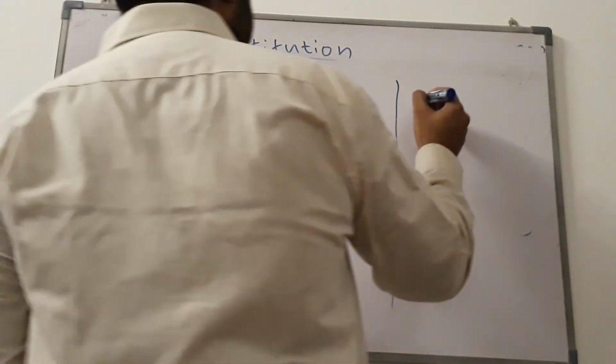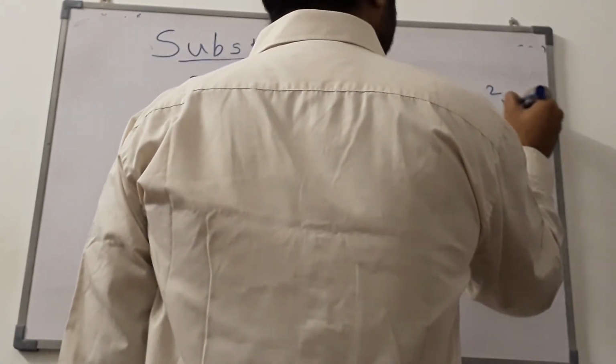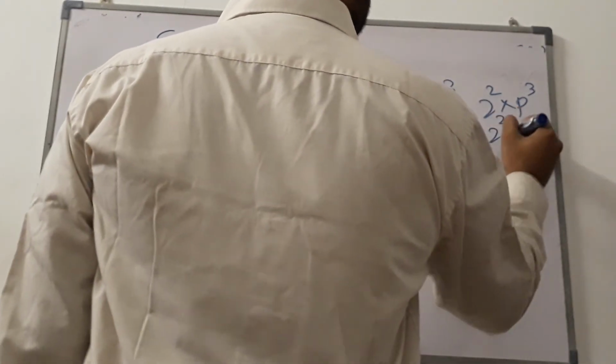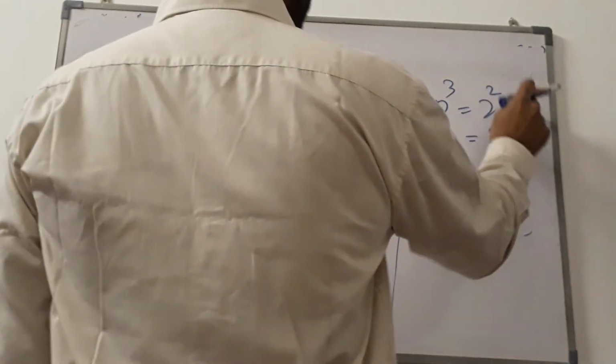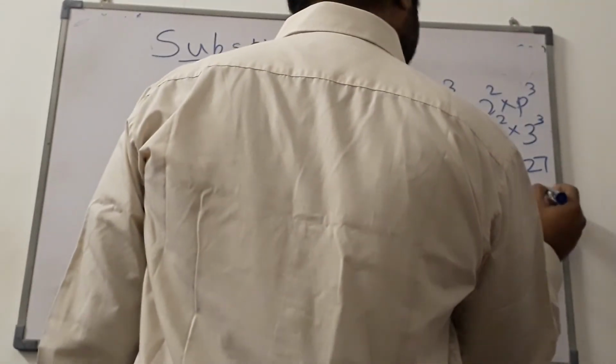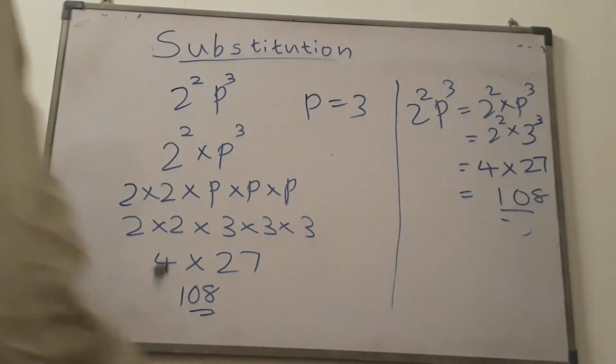Okay, same as here, 2 to the power 2 and p to the power 3 can be written like 2 to the power 2 times p to the power 3. Instead of p we can write 3, so it will be 3 cube. 2 to the power 2 means 4. 3 to the power 3 means 27. So it is 108, because 3 to the power 3 I gave you in the table. According to the table, 3 to the power 3 means 27. Next.